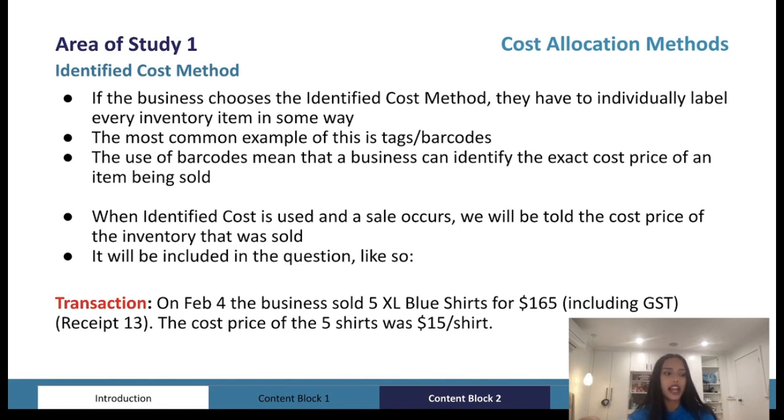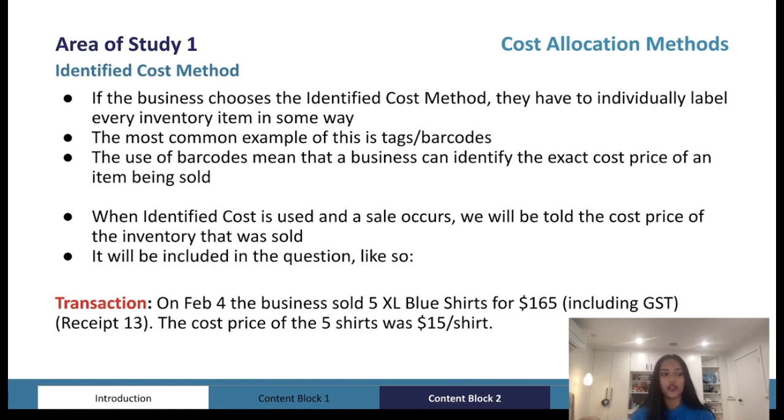So when inventory has barcodes, the business can identify the exact cost price of that specific physical product whenever an item is sold. So for example, every time they sell an extra large blue shirt, they will take the shirt and then the cashier will scan the barcode on the tag, and then that barcode will tell the computer system of the business that this extra large blue shirt cost $15.